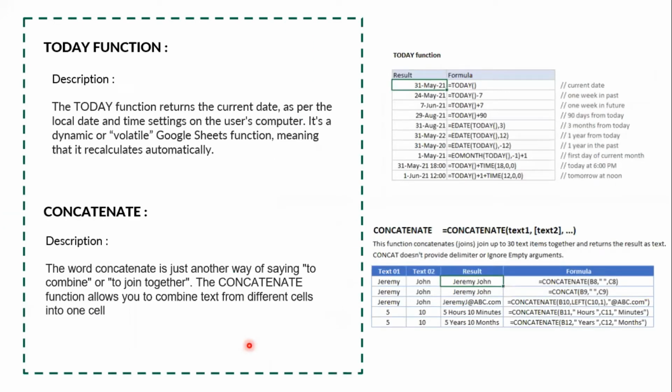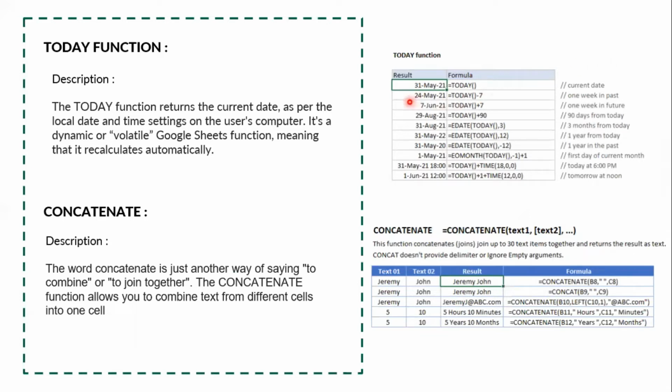Another function that is very useful would be the today function. The today function returns the current date as per the local date and time setting on the user's computer. It is a dynamic or volatile Google Sheet function, meaning that it recalculates automatically. So for instance, in this picture, you can use the today function.